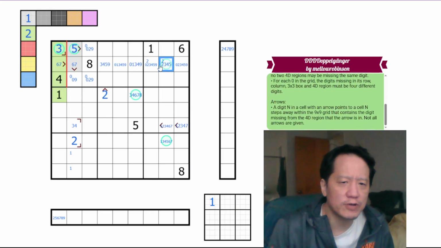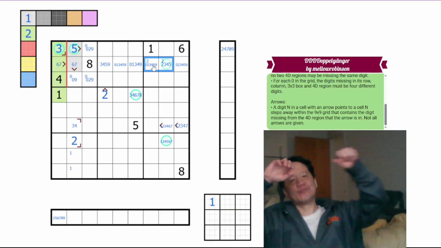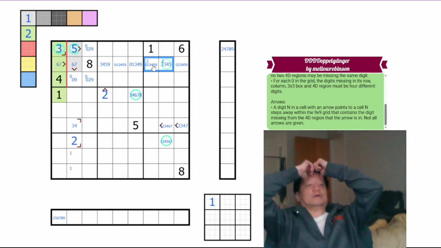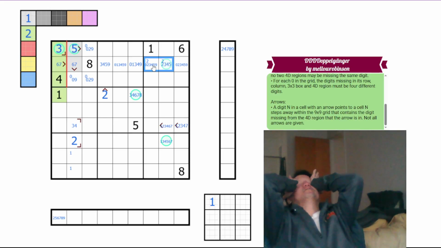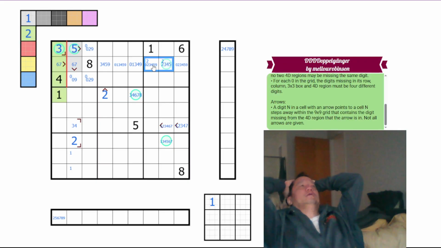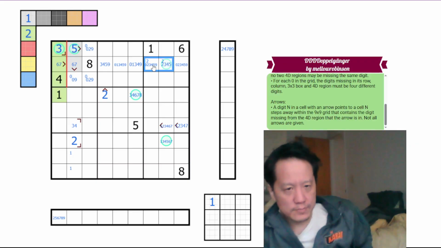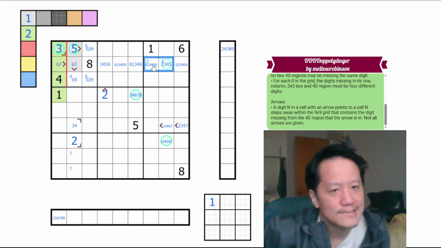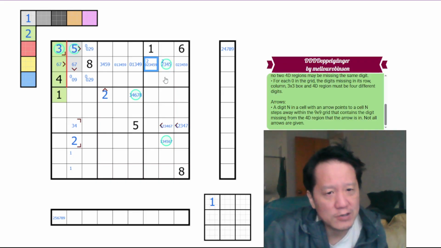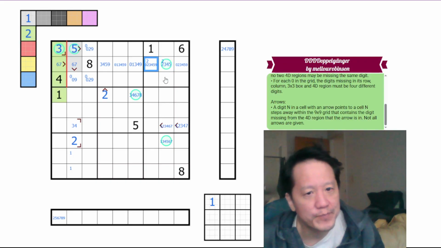I think we have to approach this one because this is the one that's the most potentially restrictive, right? 2 being here isn't really that restrictive.